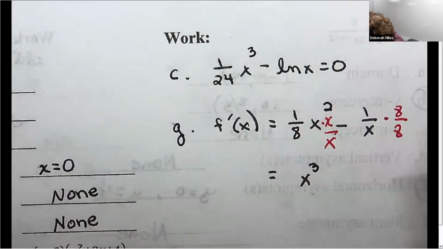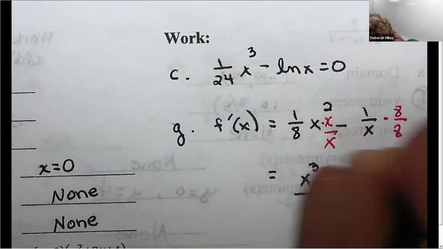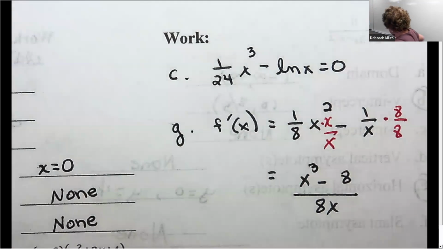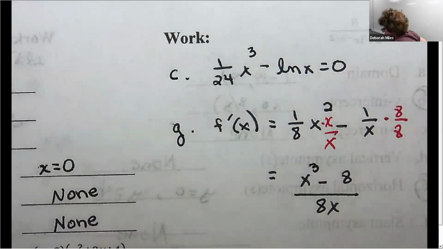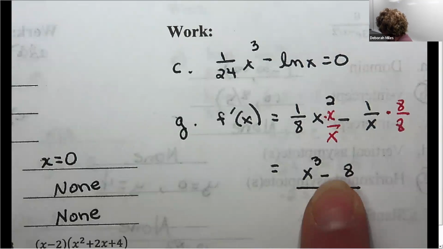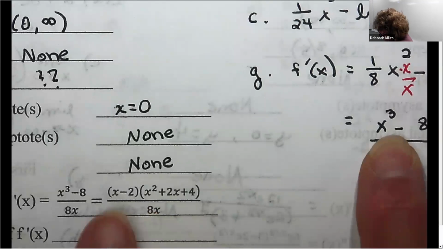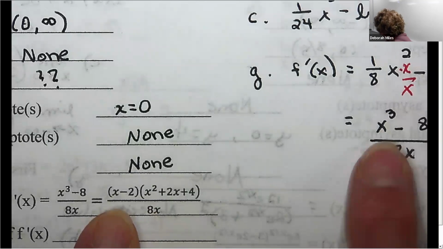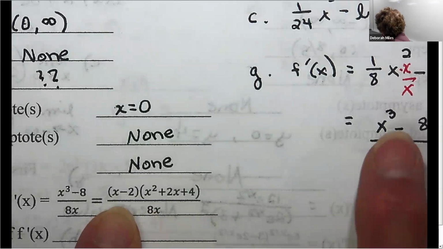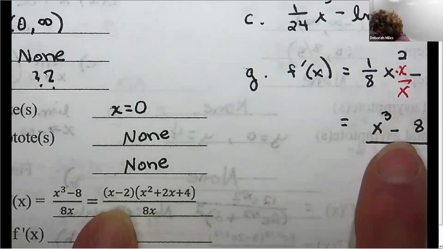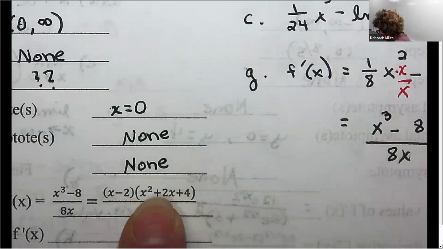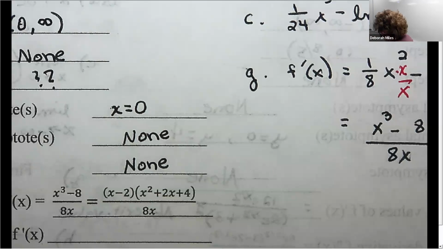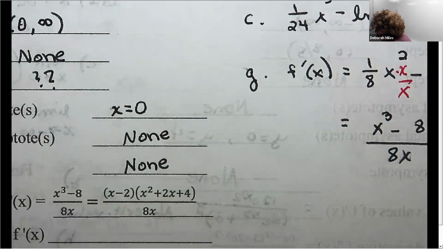x cubed minus 8 over 8x. That numerator is a difference of two squares. Been a long time since we factored that. It's not a difference of two squares, it's a difference of two cubes. Been a long time since I factored a difference of two cubes, but it does factor into a binomial factor times a trinomial factor. Little parentheses, big parentheses.